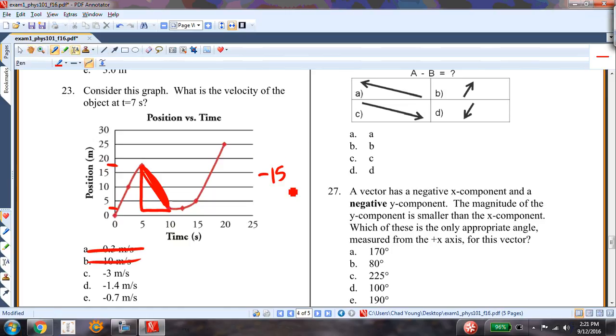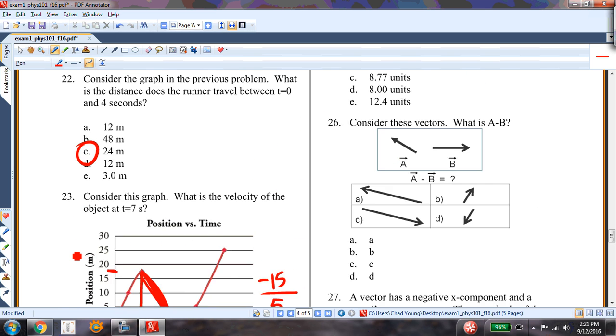All right, now I need to do my run. I'm going from 5 to 10, so that's 5. So that's equal to minus 3. So C is the correct answer, number 23.